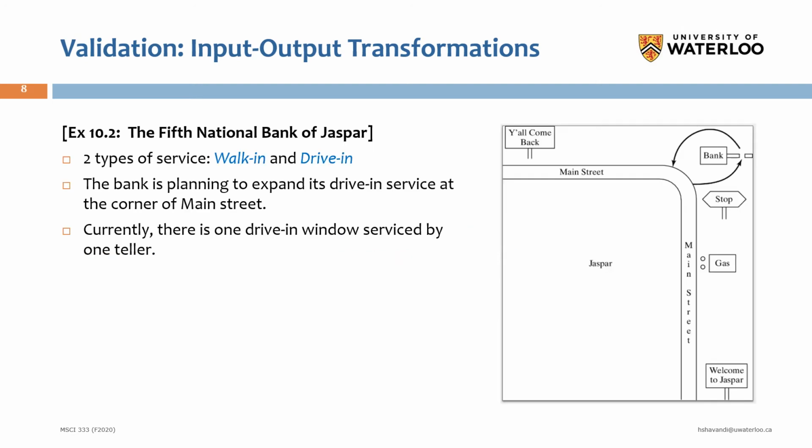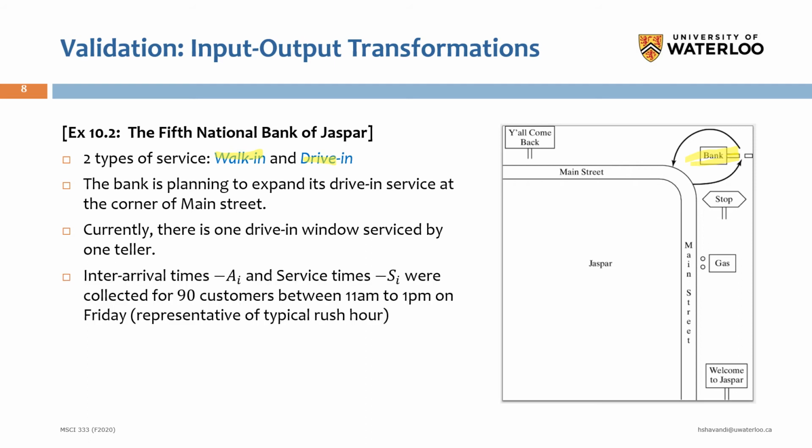Let's have an example here, the Fifth National Bank of Jasper. So this bank has two types of service, walk-in and drive-in. So, and the bank is planning to expand its drive-in service at the corner of the main street right here. Okay. So currently there is just one drive-in window, which is served by one teller. And so in order to see if the bank expands the number of tellers and windows in drive in, what would be the impact, what would be the performance?